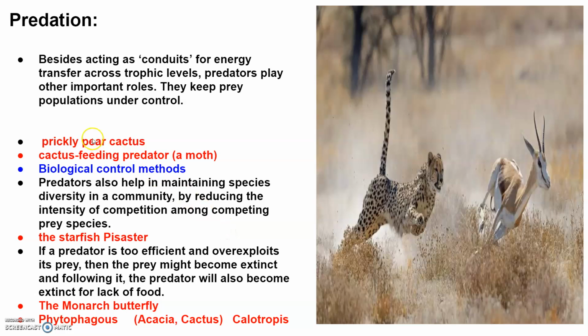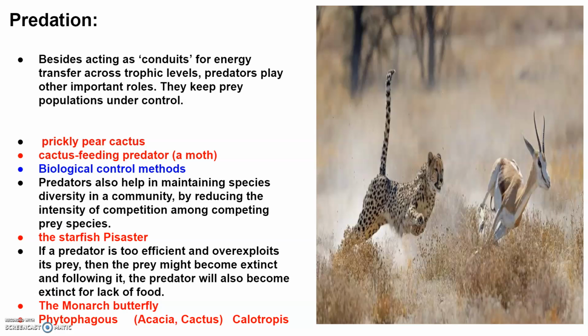The prickly pear cactus. When it was introduced into Australia in the early 1920s, it caused havoc by spreading rapidly into millions of hectares of rangeland. Finally, the invasive cactus was brought under control only after a cactus-feeding predator, a moth from its natural habitat, was introduced into the country. So biological control methods adopted in agricultural pest control are based on the ability of the predator to regulate prey population.